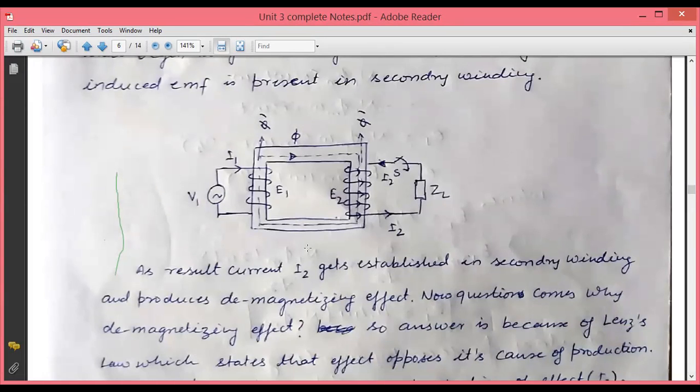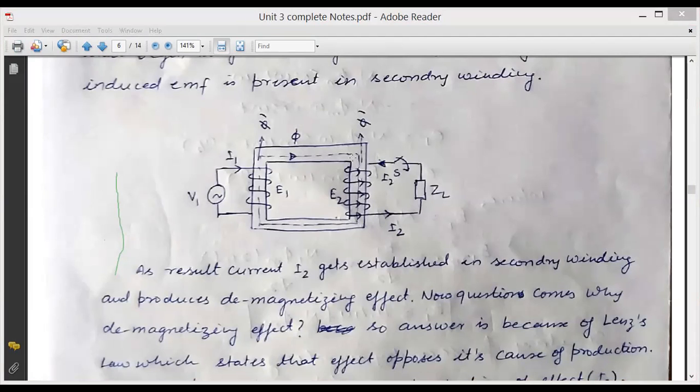So basically here the current gets established in the secondary winding because of the already existing flux. If this flux had not been here, there would not be any induced EMF, and if there is no induced EMF, there would not be any current in the secondary winding. Therefore, to oppose the already existing flux phi, the secondary current will produce a demagnetizing flux of phi dash.